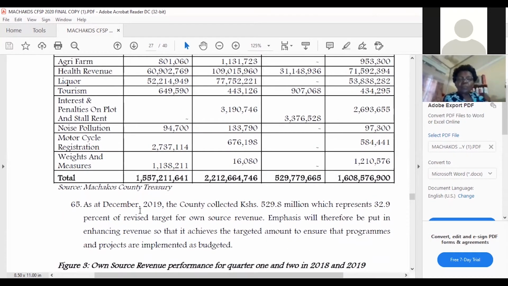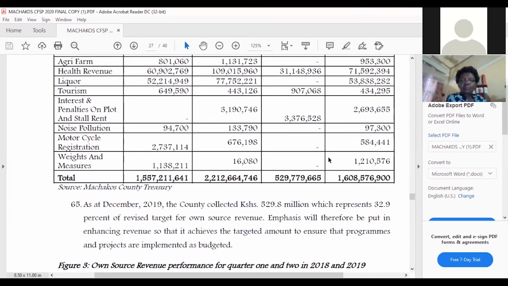So they are saying as at December 2019, the county collected 529.8 million, which represents 32.9% of the revised target for on-source revenue. Emphasis will therefore be put on enhancing revenues so that it achieves the targeted amount to ensure that programs and projects are implemented as budgeted. So for the first 6 months, they only collected 32% of this revised target.